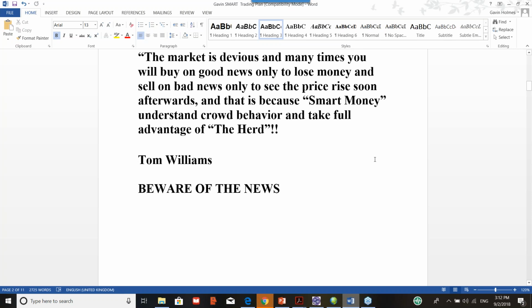So remember, and this is what Tom said, the market is devious. And many times you will buy on good news only to lose money, and then sell on bad news, like with BP, only to see the price rise soon afterwards. That is because smart money understand crowd behaviour and take full advantage of the herd. Beware of the news.